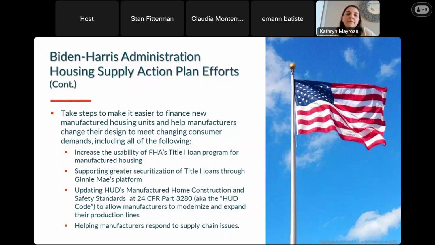So I will say, of those first two bullet points with the Title I program, our webinar next week is going to specifically focus on financing and funding sources for manufactured housing. More information will be provided about some of those sources next week, so hopefully you'll be able to join us for that.